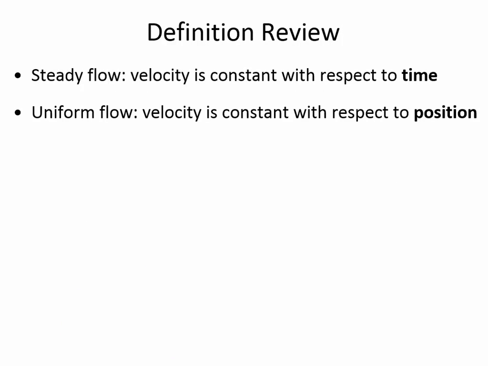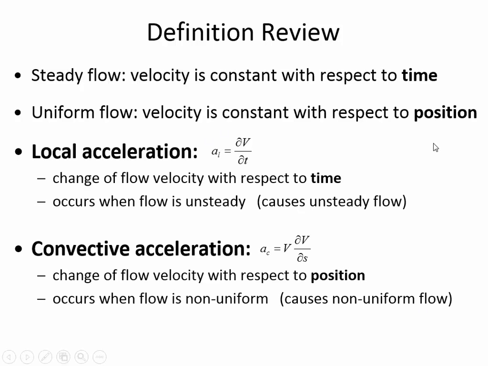So that's convective acceleration. Now let's just remind ourselves of a few definitions. First of all, steady flow is when velocity is constant with respect to time. Uniform is when it's constant with respect to position. And so the local acceleration is the change in velocity with respect to time. Convective is with respect to position. And then steady versus unsteady, uniform versus non-uniform.